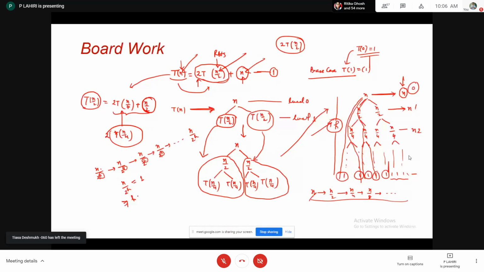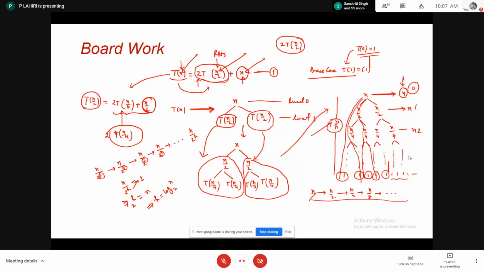So what is h? If you cross multiply it, 2 to the power h becomes n. N equals 2 to the power h. It is just a cross multiplication I have done. Then tell me, what is h? Log n. Yes, it is simply log n base 2.